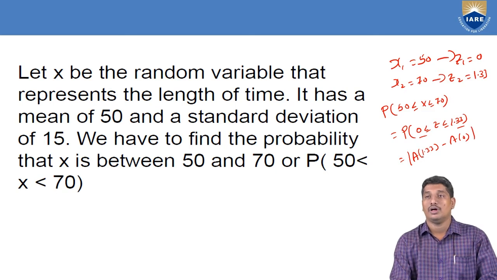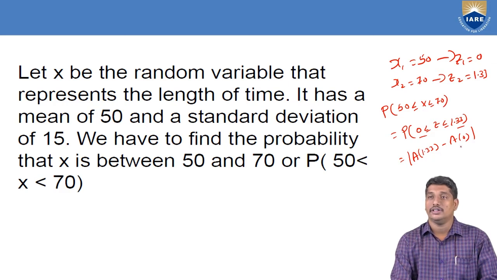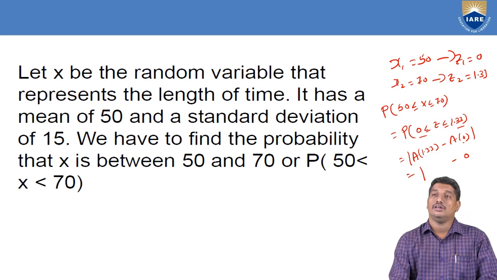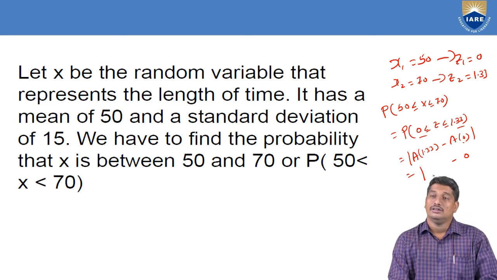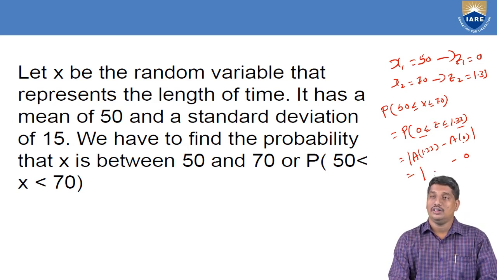That is the formula we have discussed. So both are same sign means areas will be subtracted: upper limit area minus lower limit area. Luckily, A of 0 is 0. And A of 1.33, or else let us go to the table and check it.